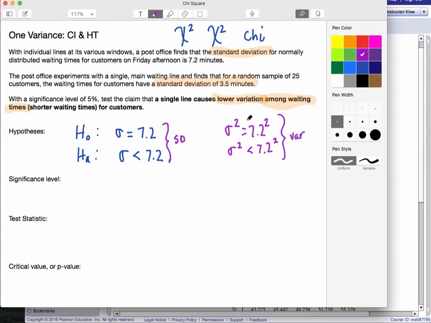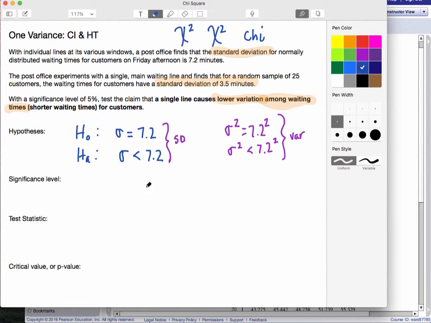One book that I look at always uses sigma squared. Our textbook, the Weiss textbook, uses sigma. In a way that can make more sense, because if you're testing about a standard deviation, let's go write the standard deviation in the hypotheses. So that kind of makes sense.